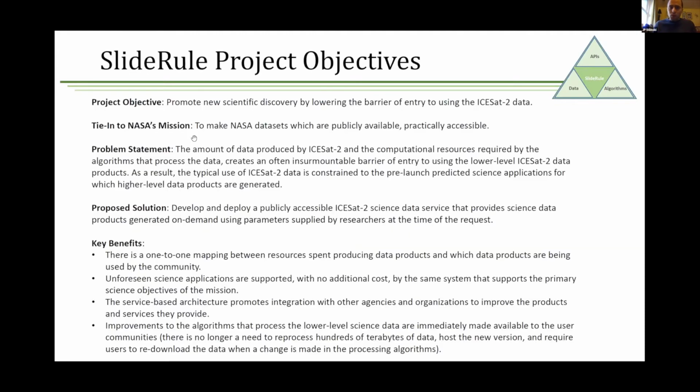So SlideRule is a project funded by ICESat-2, really to make their data more available. They produce a lot of low-level data, about 150 terabytes a year, depending on how you classify low-level. It could be more than that if you include a little bit more. And just to put it in perspective, if someone wants to analyze just a year of the data and they're egressing at 100 megabits per second, it's going to take about 4.5 months just to download that data set as it exists right now in NASA DAAC.